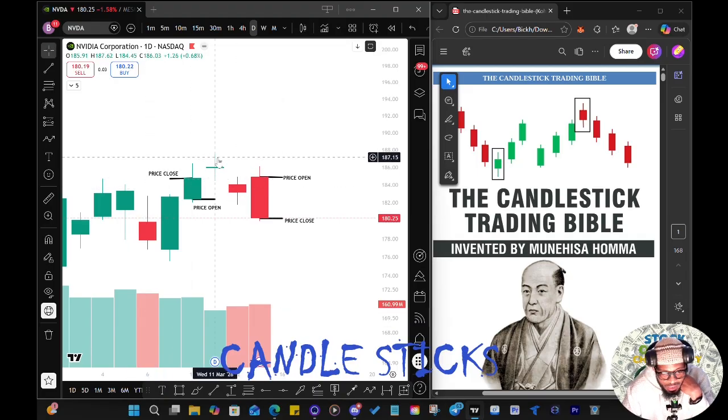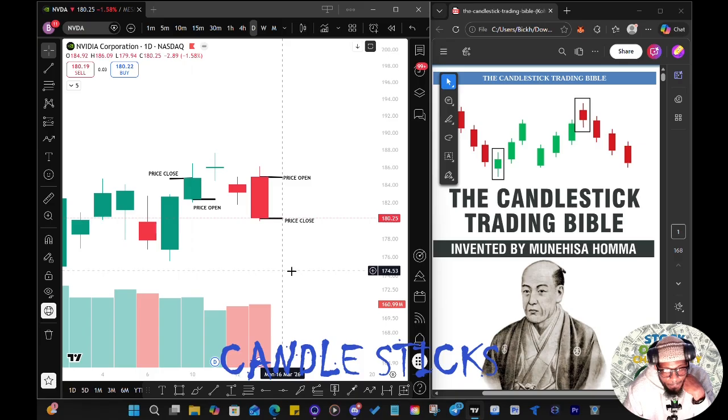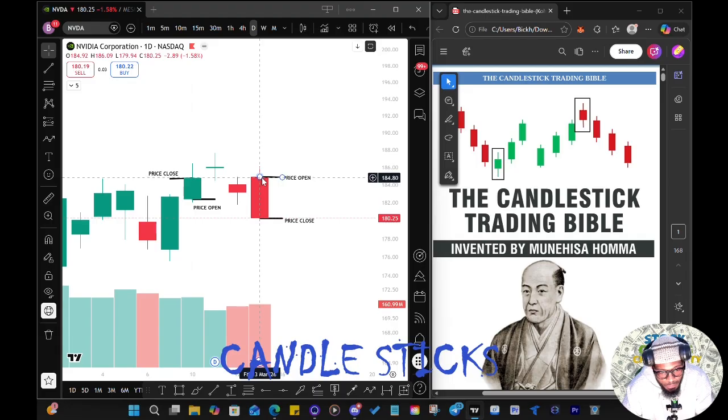When you see the wicks, they call these wicks, the sticks at the top and sticks at the bottom, that means you had a battle between buyers and sellers. Buyers push stock prices up, sellers push stock prices down. With this candle right here, price opened at 184.92, so opened here in this area. Buyers pushed it all the way up to 186.09. Buyers pushed that thing up.